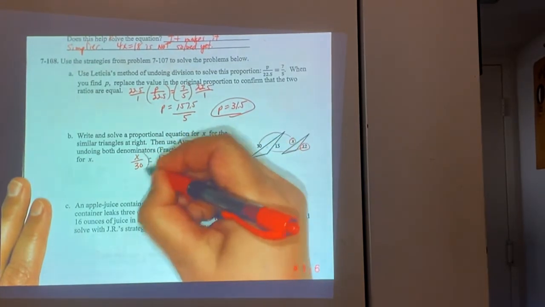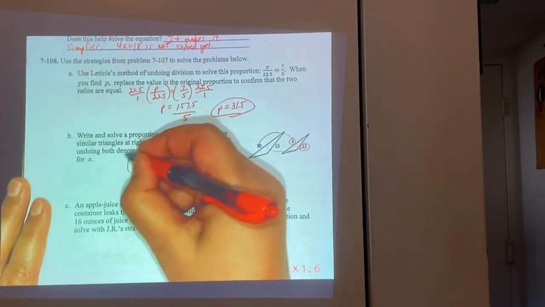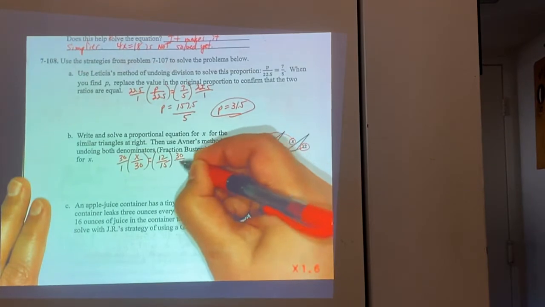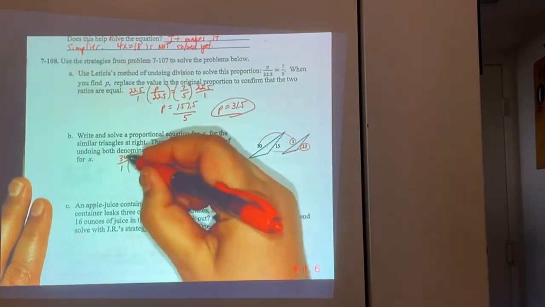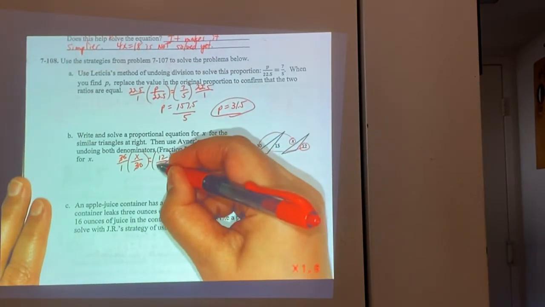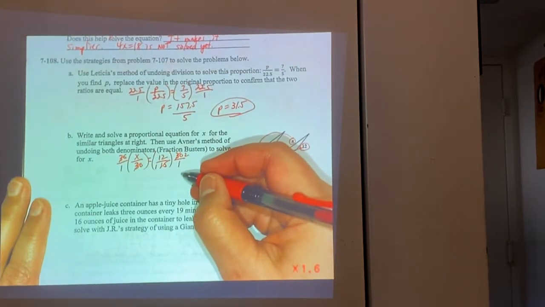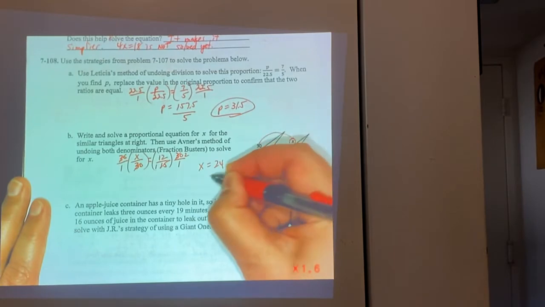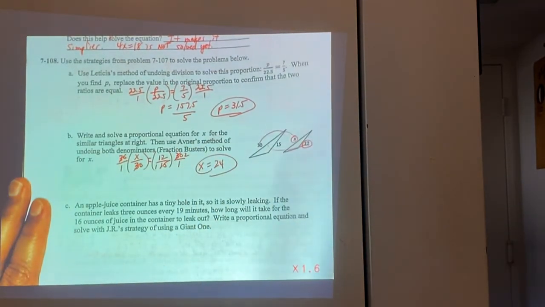Okay, so this is my original. I'm going to multiply both sides by 30 over 1. And then, let's see, the 30s take each other out. 15 goes into 15 once, goes in there twice. So then x equals 24, because 12 times 2 is 24.